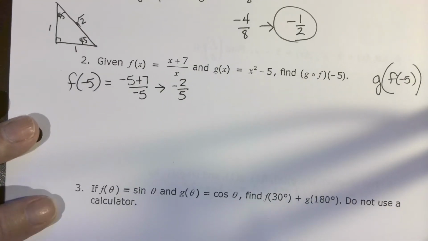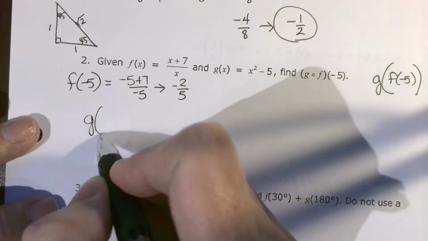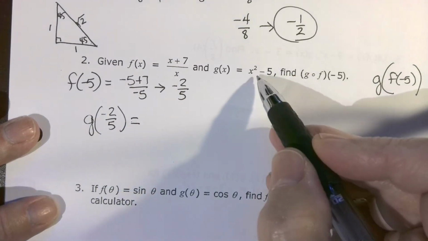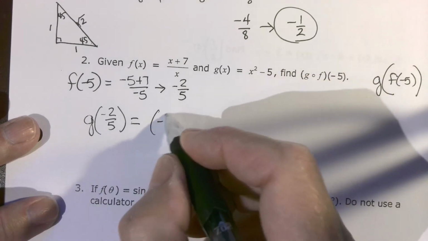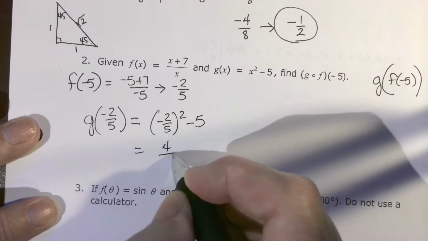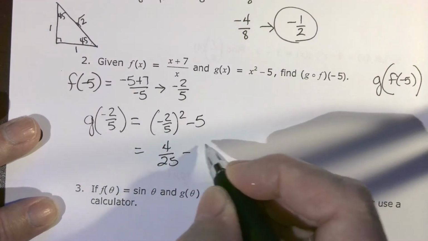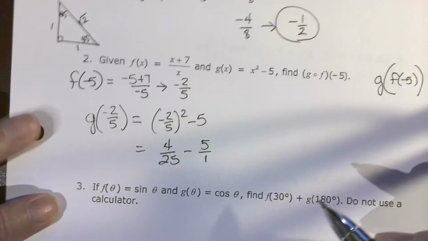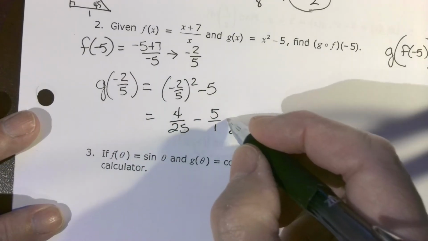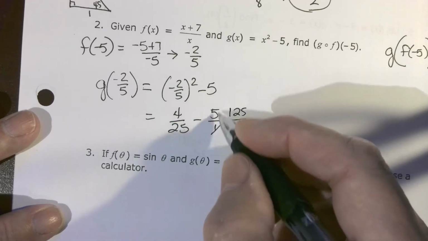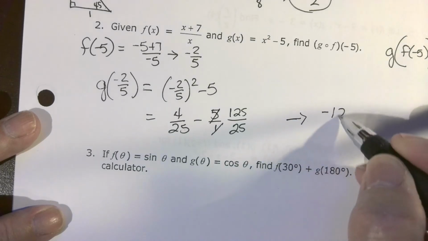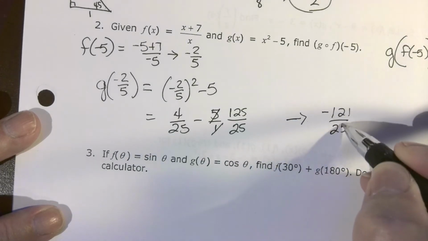So now I'm going to do g of negative 2/5. And that means I want to stick it in this equation here. So I get negative 2/5 squared minus 5. That's going to give me 4 over 25 minus 5. That's 5 over 1. So we're going to get a common denominator. And we're going to have, what, 125 here? Okay, so we have 4 minus 125. That's negative 121 over 25.